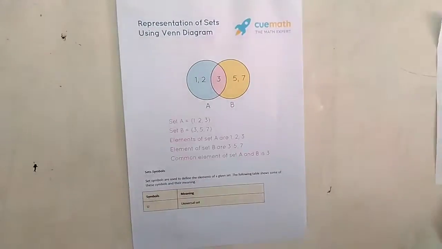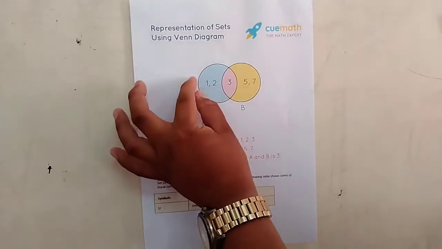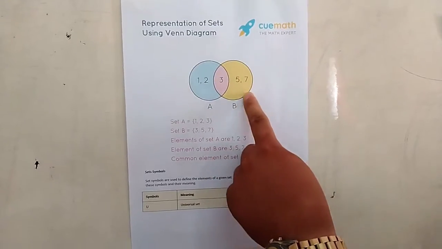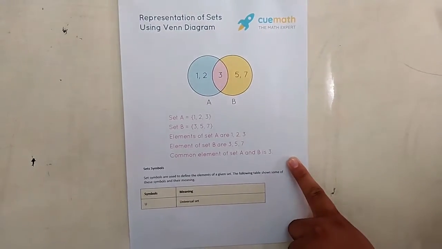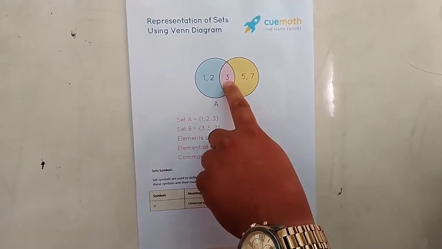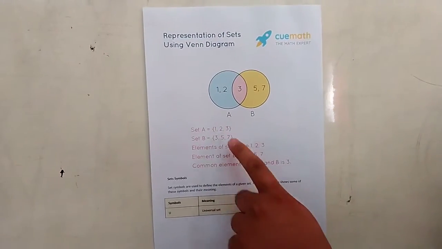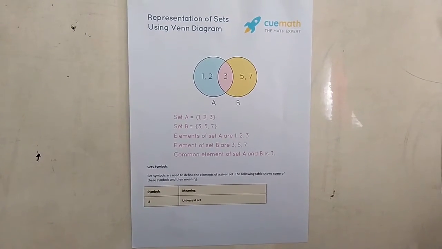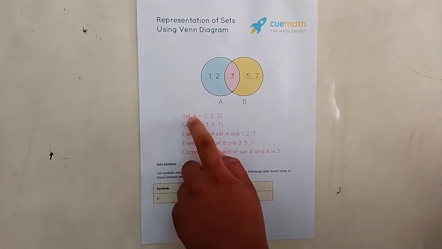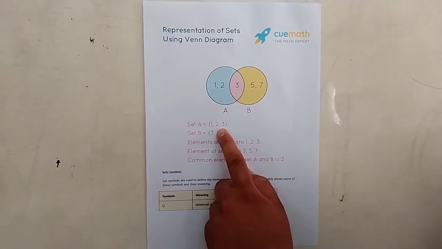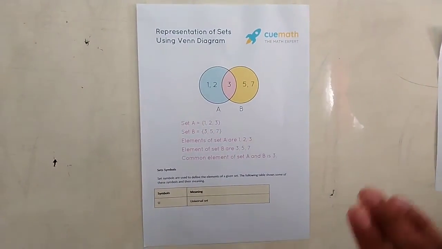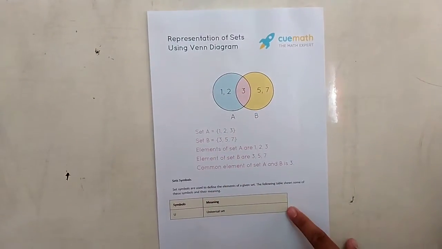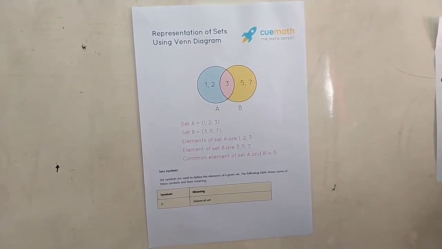Now this circle is set A, then the second circle is the elements of set B. As you can see, number 3 is at the center because it is common to the two sets. Did you get it? Now, for set A, what you are going to do is just put the remaining elements of the set in here.